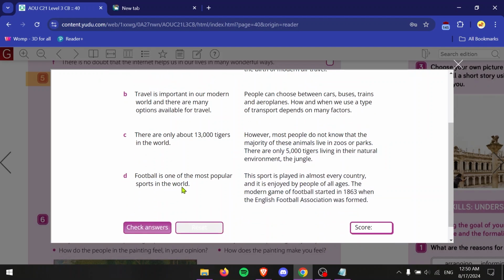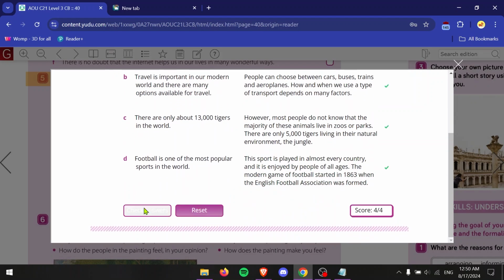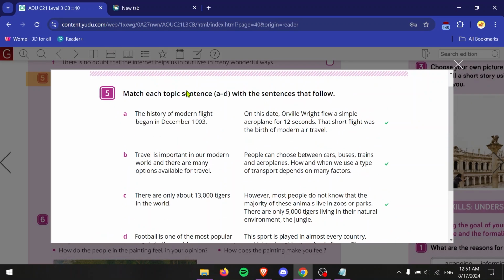And finally, football is one of the most popular sports in the world. This sport is played in almost every country, and it is enjoyed by people of all ages. The modern game of football started in 1863 when the English Football Association was formed. Let's check answers. These are our answers.